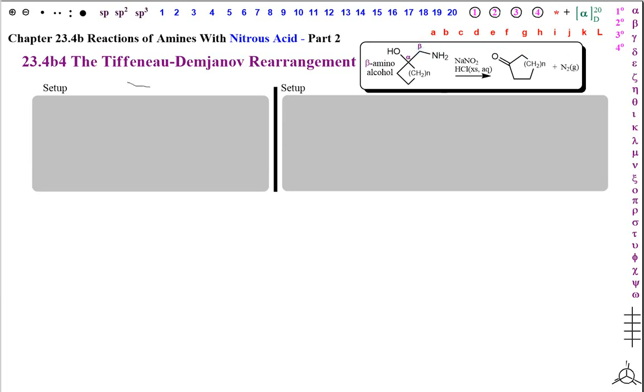The Tiffeneau Demjanov has such an elegant, stylish sounding name that it reminds me of maybe a special event you would want to go to. Like, honey, maybe tonight we should Tiffeneau Demjanov. So let's treat it that way. Just like going out on any good stylish date, you need to get ready first. So this would be my setup here, a little more straightforward than my partner's.